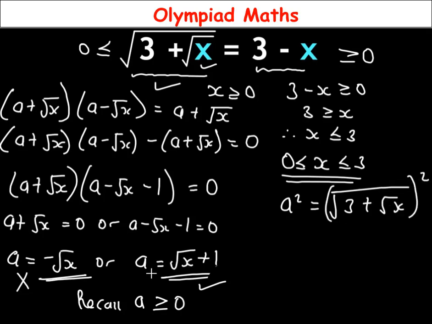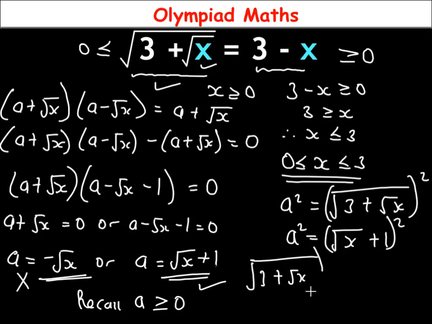The value of a that we're working with is a equals root x plus 1. Now, to convert it to a square, we square both sides. So equating this to this, it becomes root 3 plus root x all squared is equal to root x plus 1 all squared.